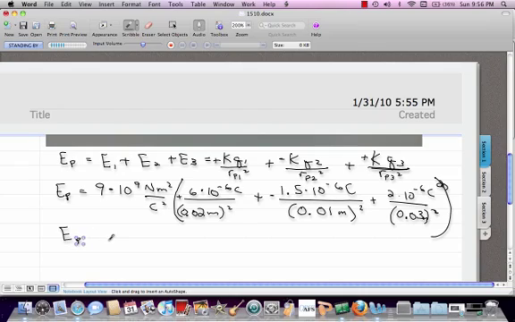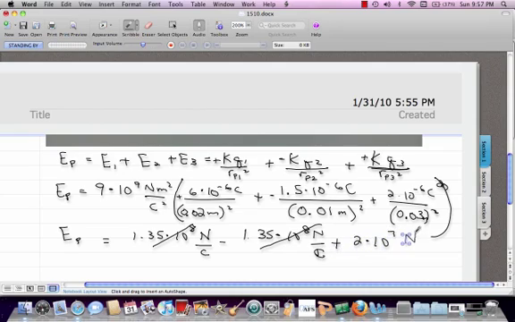So I find that I get 1.35 times 10 to the 8th, excuse me, newtons per coulomb. And then I get plus a negative 1.35 times 10 to the 8th newtons per coulomb. And so these two cancel, and I'm left with, this one turns out to be 2 times 10 to the 7th newtons per coulomb. And so my final EP is equal to 2 times 10 to the 7th newtons per coulomb.